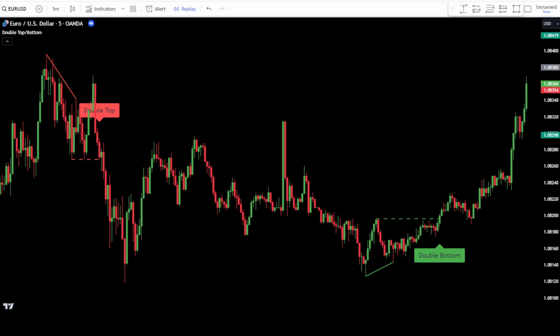In essence, when the indicator provides a double top signal, you will focus on placing a sell order. Whereas, if the indicator provides a double bottom signal, you will focus on placing a buy order.